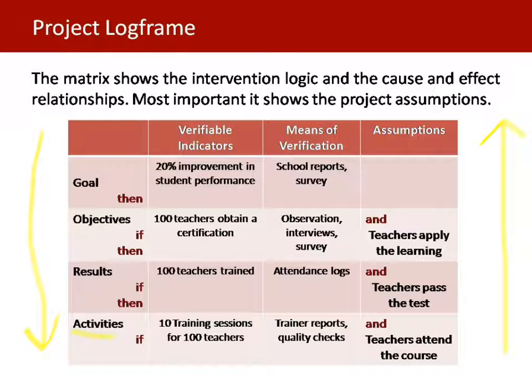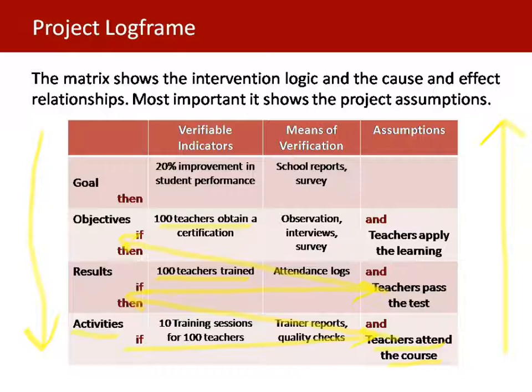We have activities designed in the project. In this example, 10 training sessions for 100 teachers. And the assumption is that all teachers attend the course. So activities are dependent on these assumptions. Once all teachers attend the course, then our results are achieved: 100 teachers have been trained. Now, this result is also dependent on another assumption, that all teachers pass the test. So when all the teachers pass the test, our objective is achieved: 100 teachers obtain a certification.